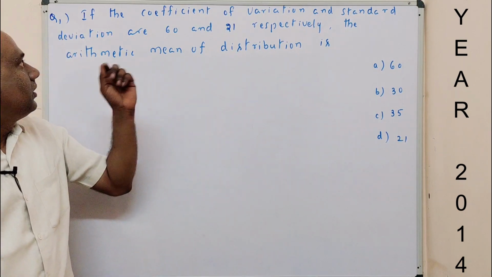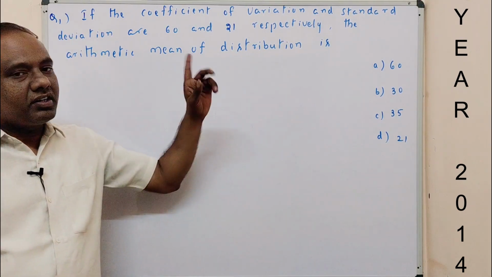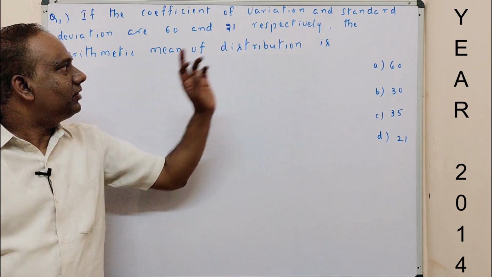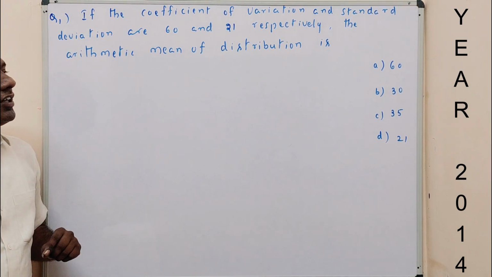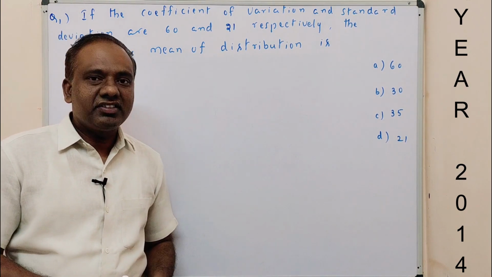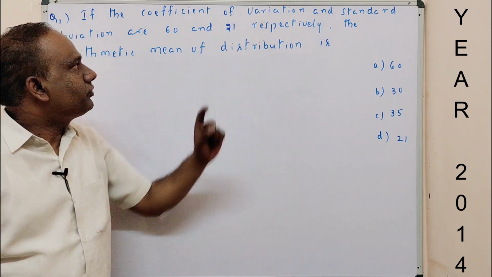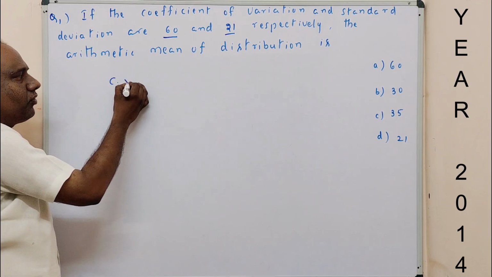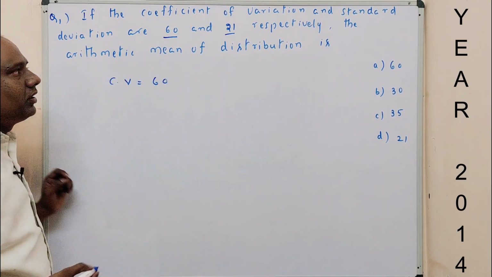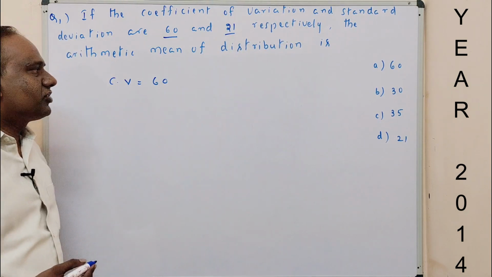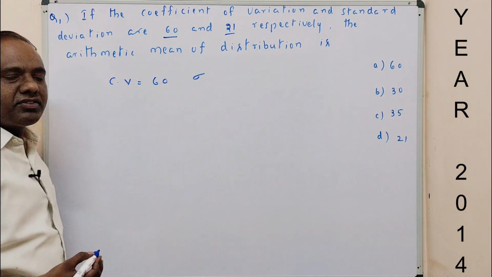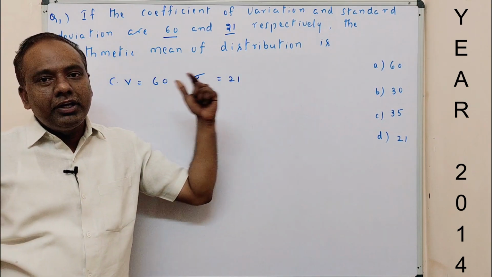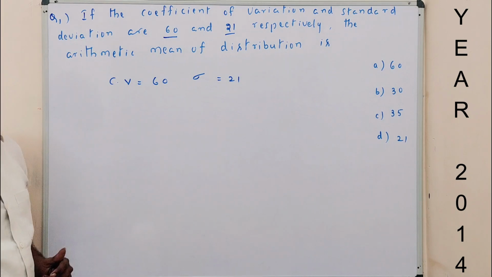Here the question is, if the coefficient of variation and standard deviation are 60 and 21 respectively, then the arithmetic mean of the distribution is what? So that is the question here. Here the coefficient of variation is equal to 60 and the standard deviation, denoted by sigma, is equal to 21. Here we calculate the arithmetic mean of the distribution.